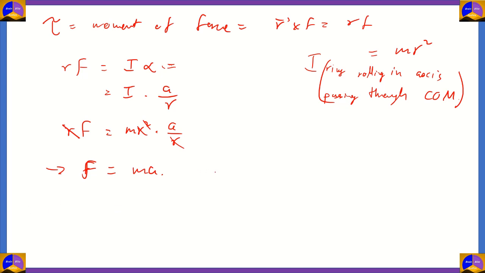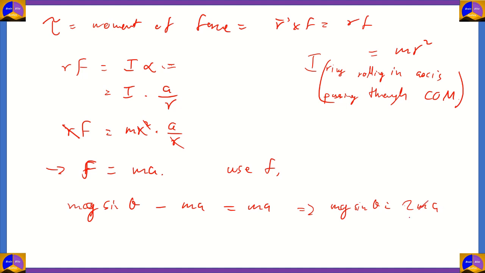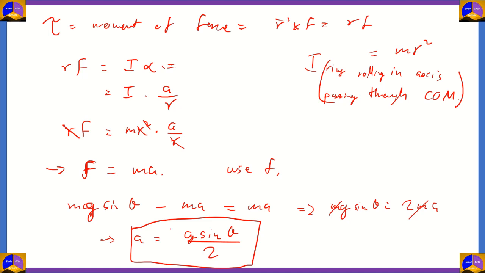So now plug this value of F in the earlier equation. So that is mg sin theta minus ma equals ma. Therefore, mg sin theta will be ma plus ma, that is 2 times ma. So m gets cancelled out here. Therefore, a equals g sin theta divided by 2. So that is the value of the linear acceleration for pure rolling.